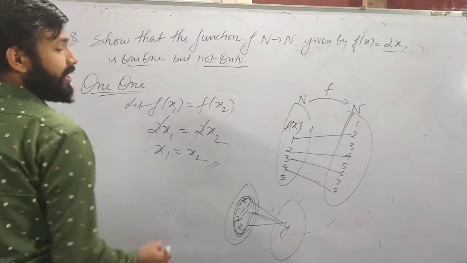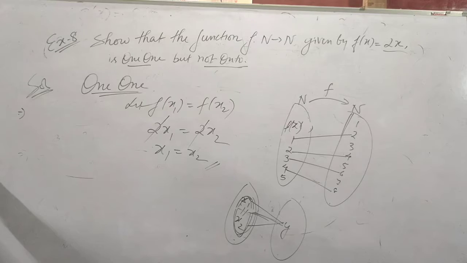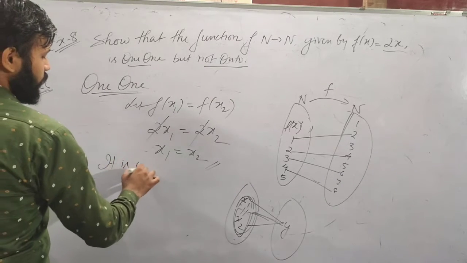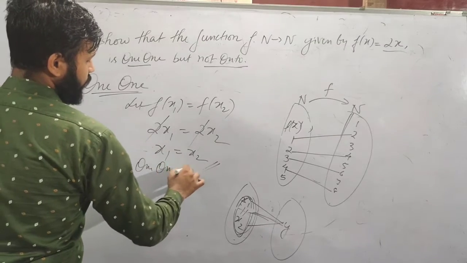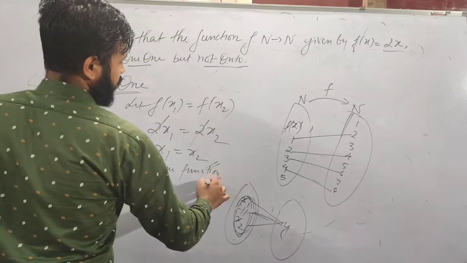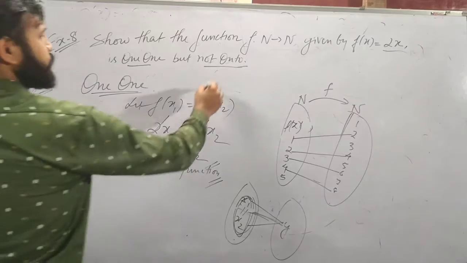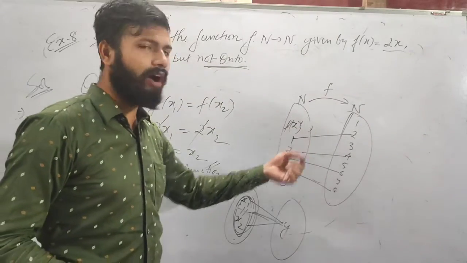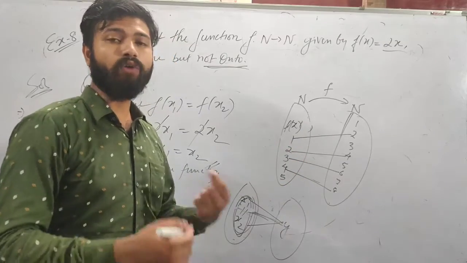So this clearly states that it is a one-one function. Okay. Now let us move to proof of onto. As it is said that it is not onto, and we also clearly find that it is not onto. But the thing is how to show it.